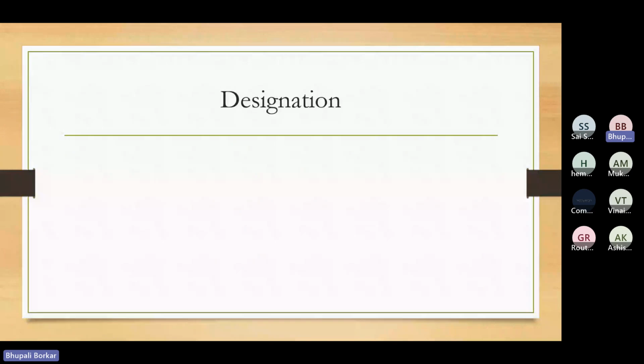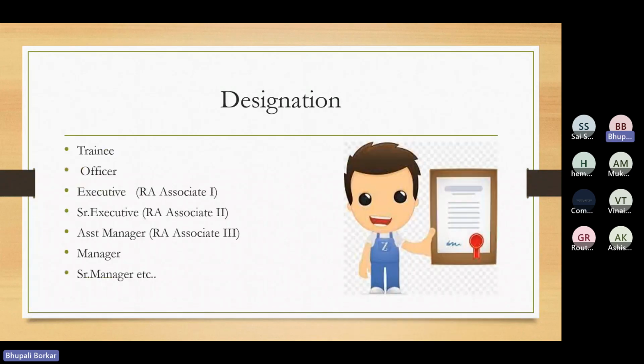Now, when you enter a pharmaceutical company, which are the different designations you get? First, the career scope in a pharmaceutical company. We have trainee. Starting when you join as a fresher, you will be a trainee, then officer, then executive, senior executive, assistant manager, or you can be an associate 1, 2, 3. All this depends on your company, whatever the company policies are.